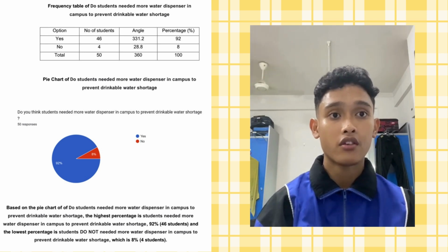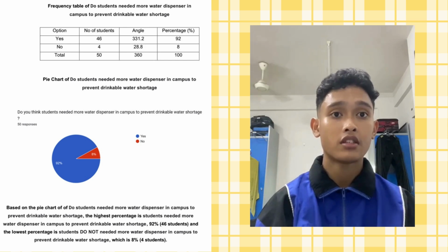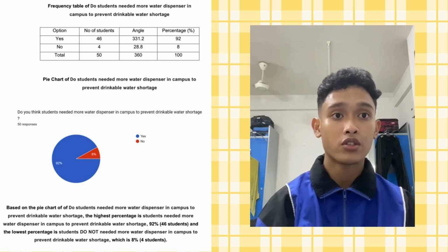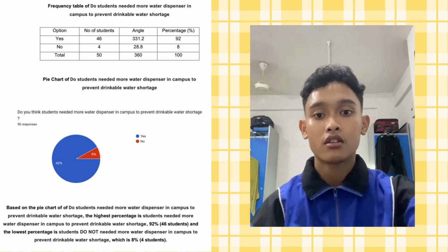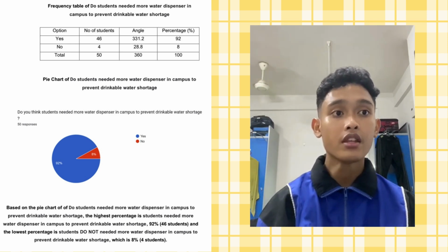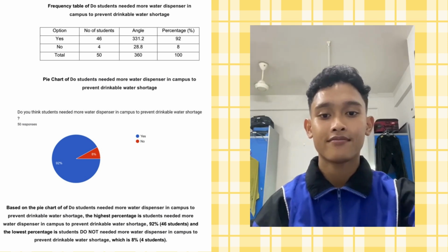Based on the pie chart of students needing more water dispensers on campus to prevent drinkable water shortage, the highest percentage is students who need more water dispensers, which is 92%, and the lowest percentage is students who do not need more water dispensers, which is 8%.